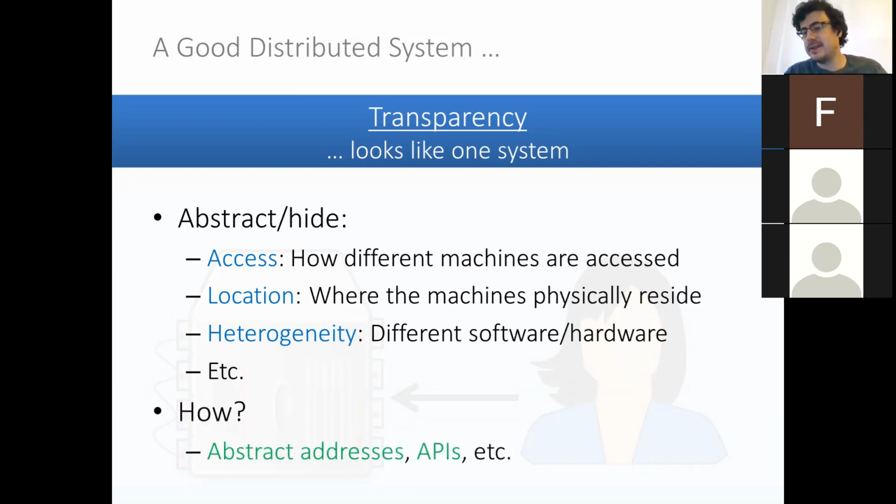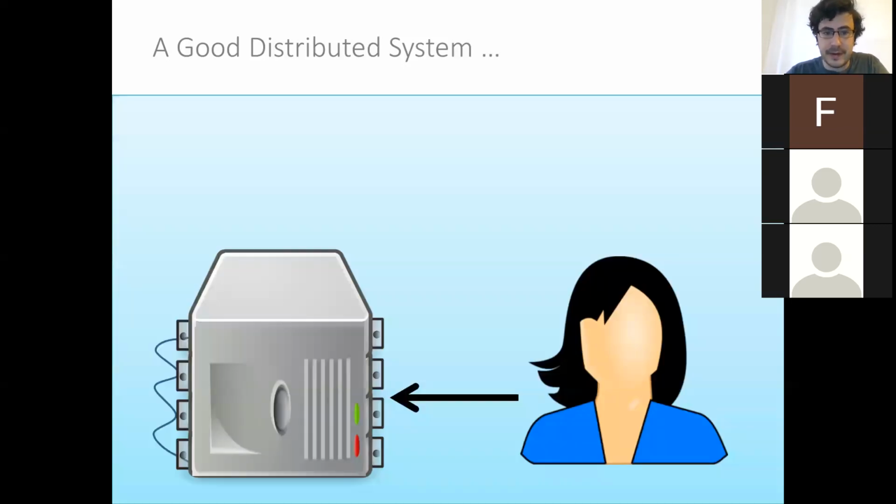So how can you do that? You can do it by using abstract addresses like URLs or different types of abstract addresses that don't depend on the physical location of the machine. And you can use APIs or higher level interfaces that can be implemented in different ways for a more modular and transparent system, and so forth. So transparency is the first criteria.